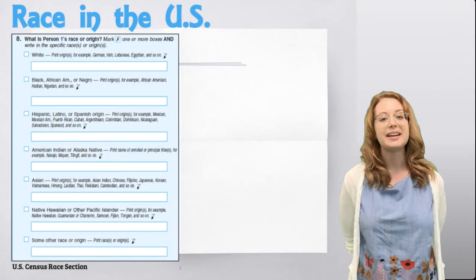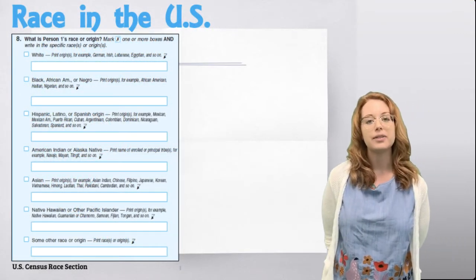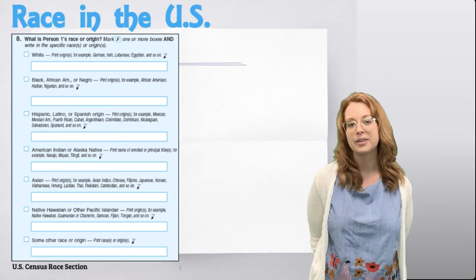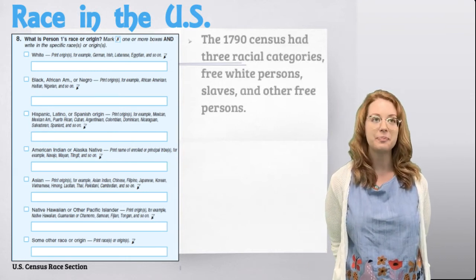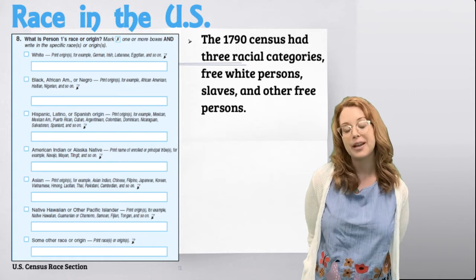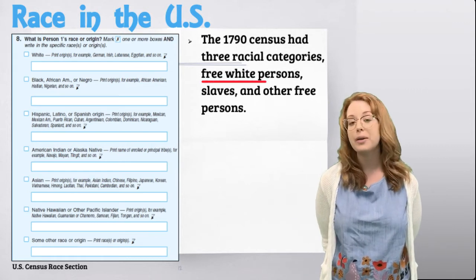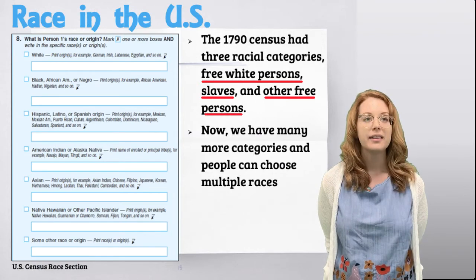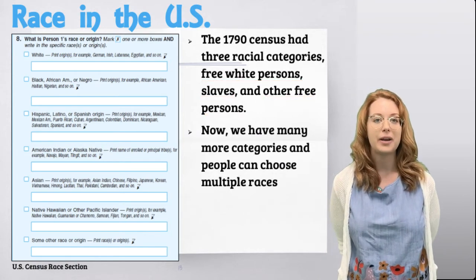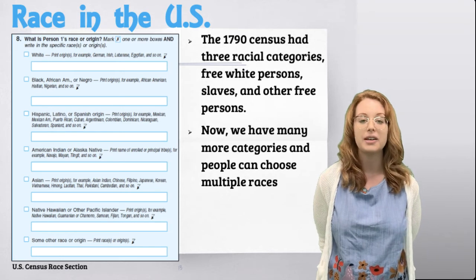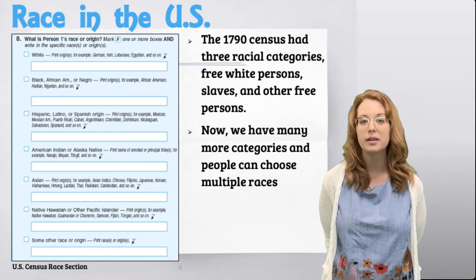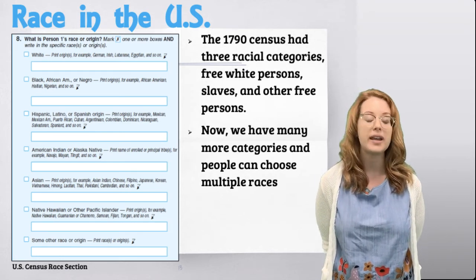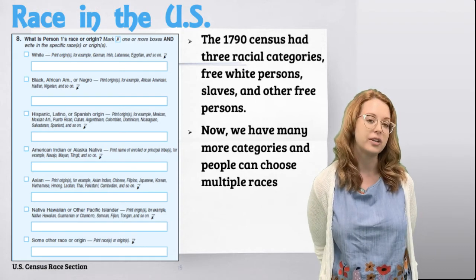Race in the United States. So it may be hard to believe that when the first census was conducted in 1790, there were only 3 racial categories: free white persons, slaves, and other free persons. Today, we have many racial categories for people to choose from, and you can choose multiple boxes, or you can choose other and write in your own race or ethnic origin if you'd like.